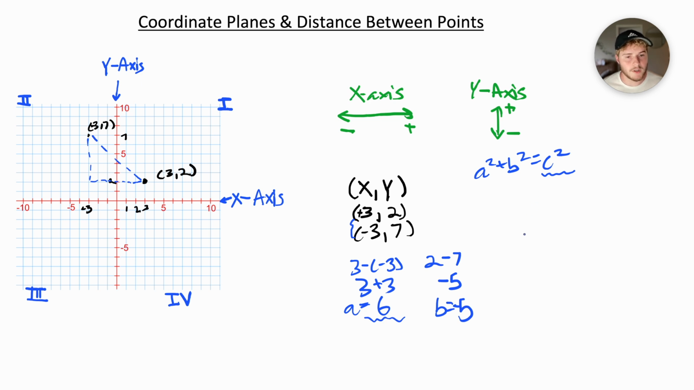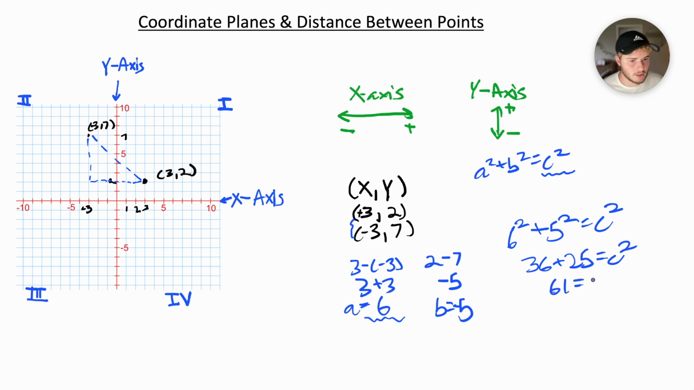But now plugging these values into the Pythagorean theorem, we can say 6 squared plus 5 squared equals c squared. So that's 36 plus 25 equals c squared. And that would be 61 equals c squared. And c equals the square root of 61.